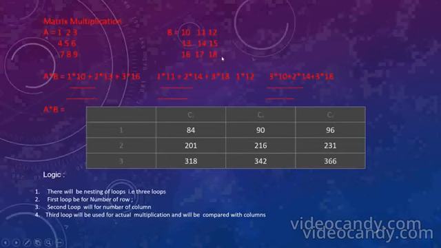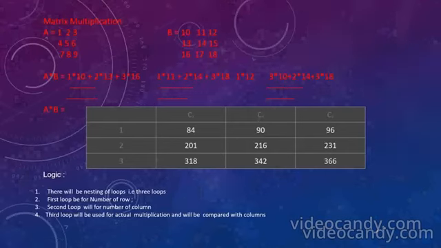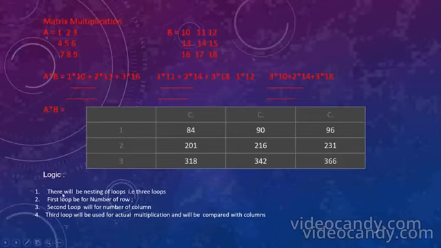So how matrix multiplication works is, first this element will be multiplied by this, plus this will be multiplied by this, plus this will be multiplied by this. So this will be element 1, 1. Similarly this and this, and the answer will be like this. So let's understand the logic. This is a little bit complex logic. Let's try to understand it.